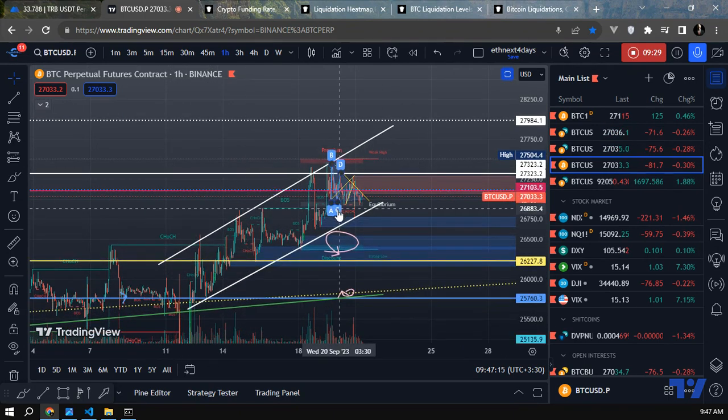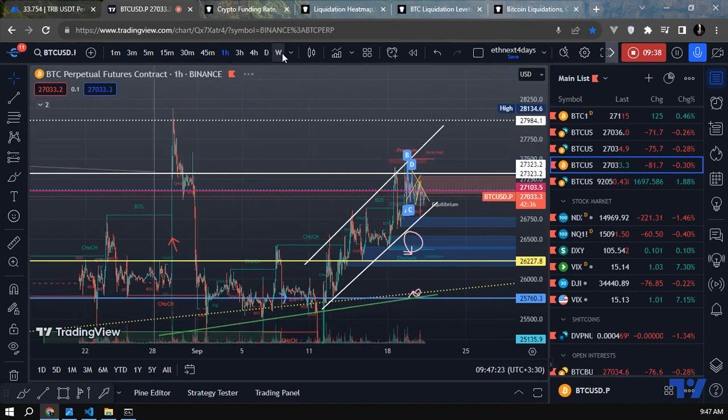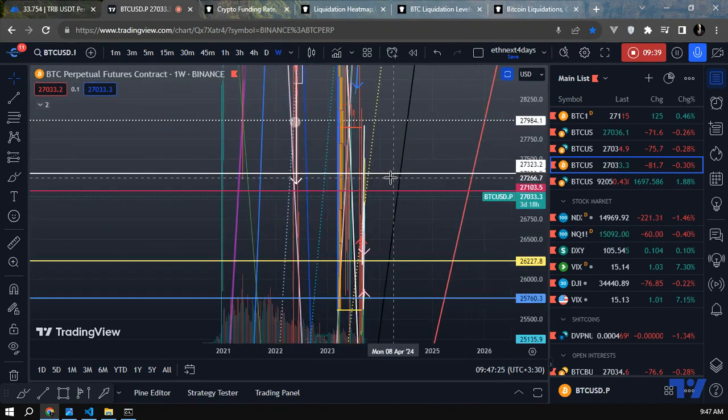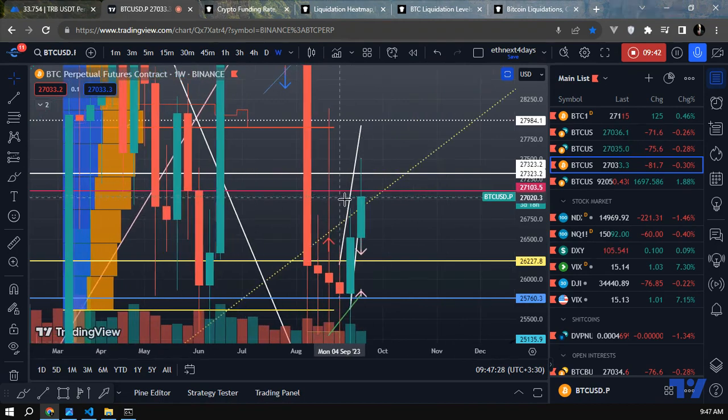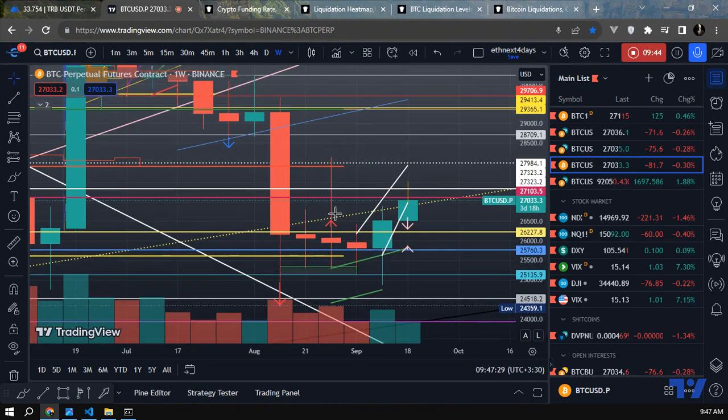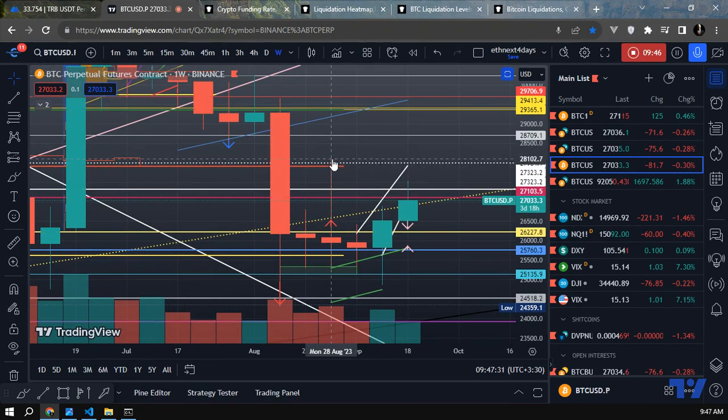Anyway, just to conclude, I think downward is possible from here. We could go sweep that weekly high, which is here. Let me show you guys. Zoom in, zoom in. This is the weekly high. You can see 28.1. So we could come and sweep this and then get it back down.